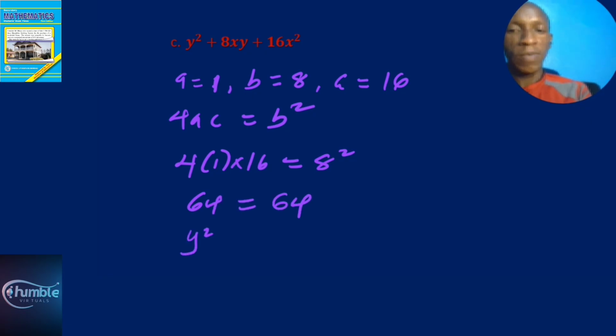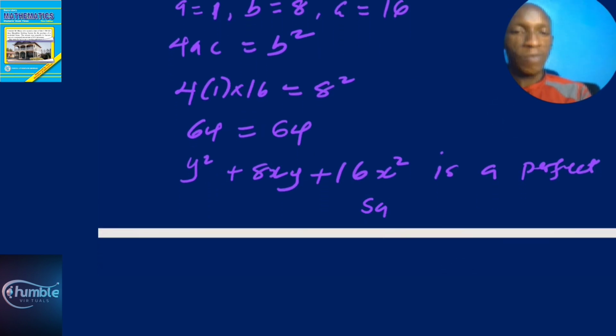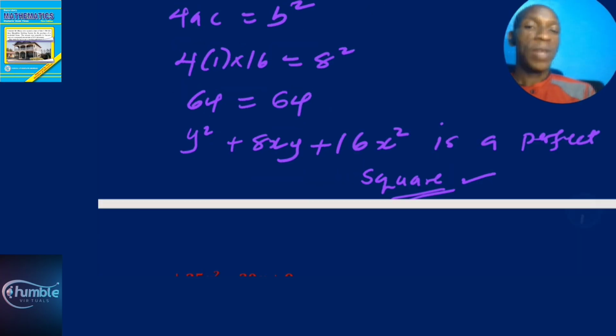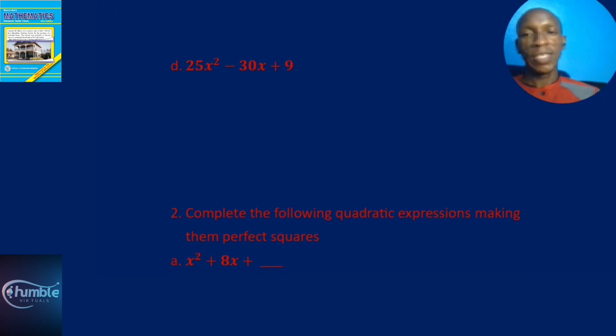And therefore, y squared plus 8xy plus 16x squared is a perfect square. Correct. Now, I want to believe that you now understand how to work out perfect squares. Therefore, this question D, I want you to try out and tell me in the comments whether 25x squared minus 30x plus 9 is a perfect square or not.